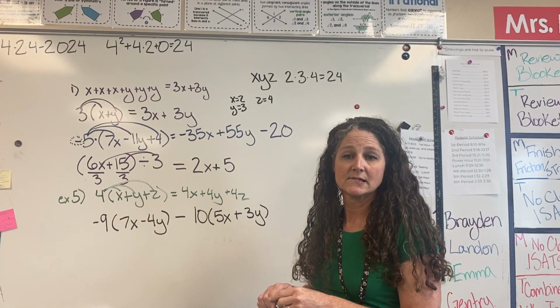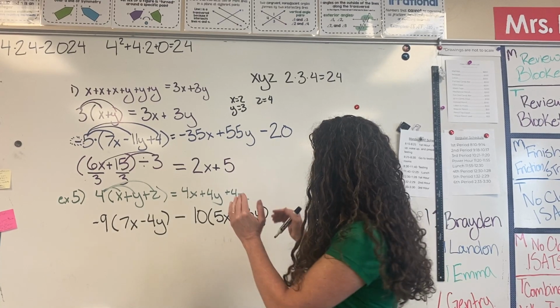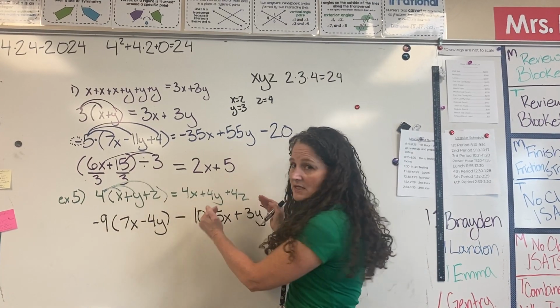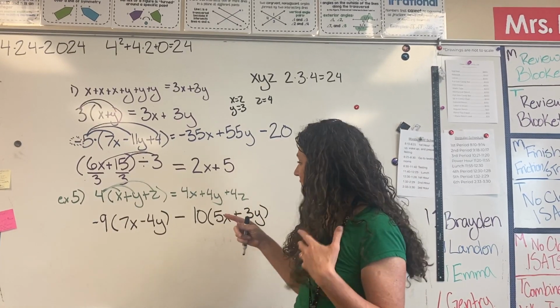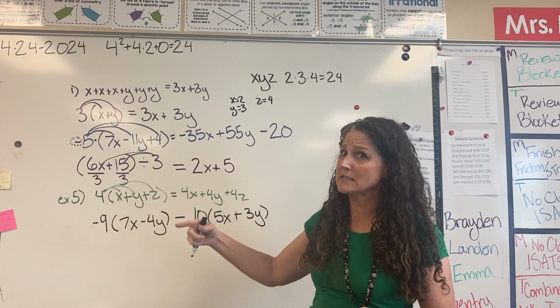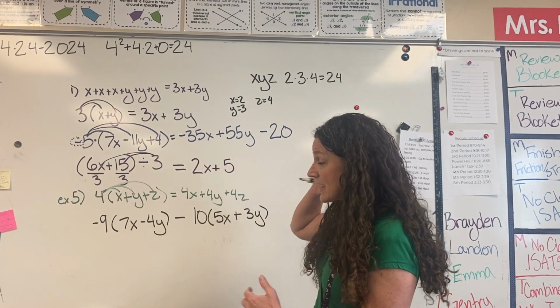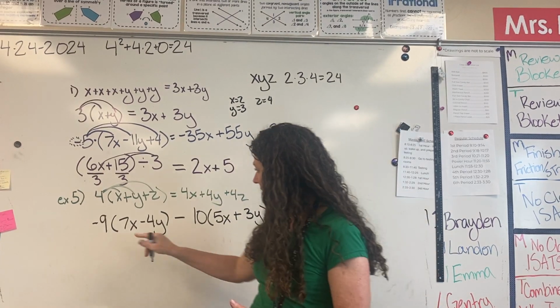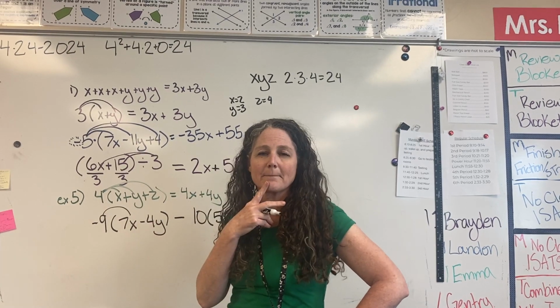What about 4y and 3y? Those are in the parentheses. We need to deal with the parentheses first. We need to get rid of the parentheses before we can add these two together. Adding and subtracting is the very last thing that we do. But we're going to multiply and divide in order from left to right. So we have -9 times 7x. What is that?